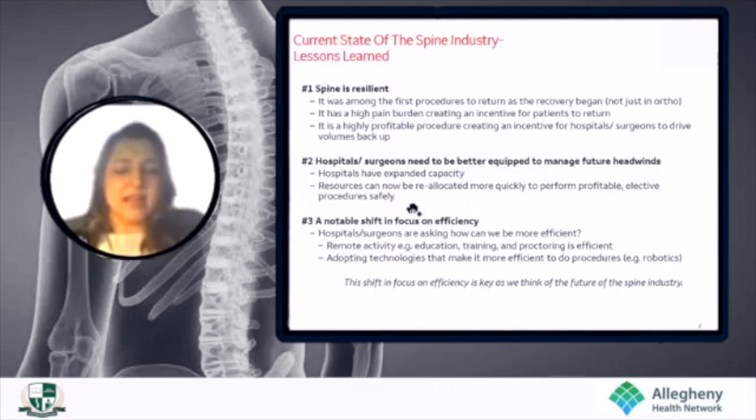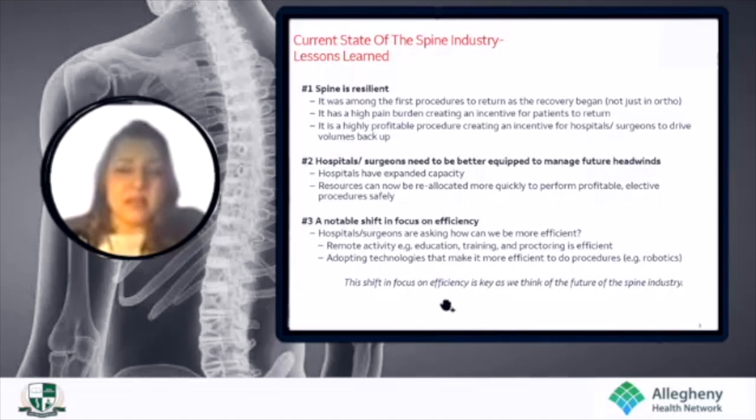Moving to the next slide, I think there were some very important lessons learned in 2020, and some of them may have already been mentioned. The number one lesson learned was that spine is resilient. It was really among the first procedures to return as the recovery began, and it was not just in orthopedics. We also learned that spine has a very high pain burden, which creates an incentive for patients to return. It is also a highly profitable procedure, which creates an incentive for hospitals and surgeons to work to bring volumes back up.